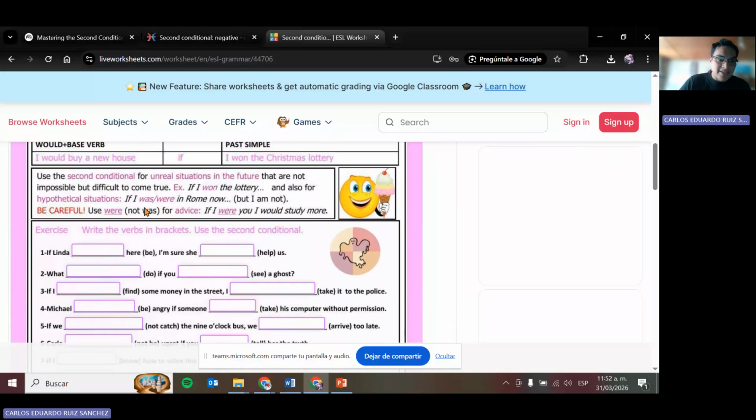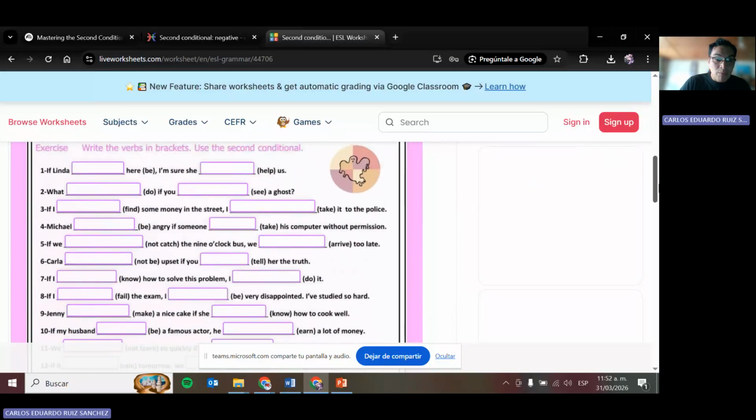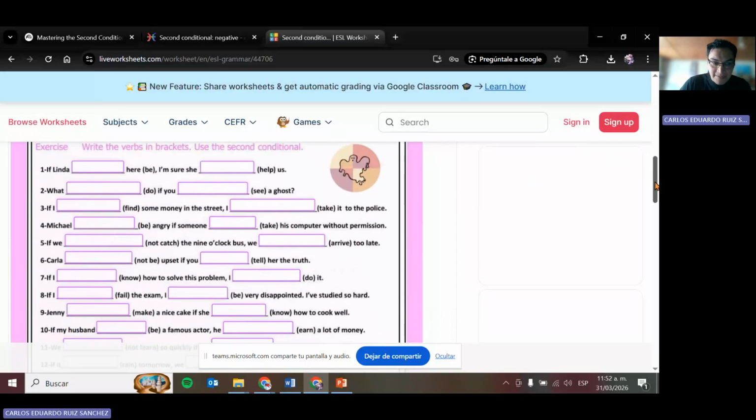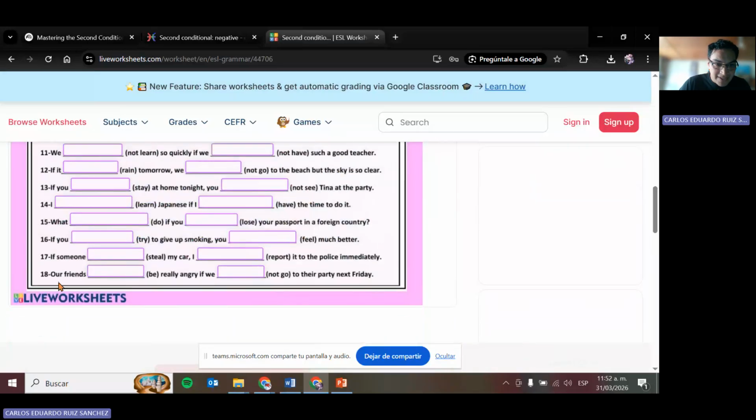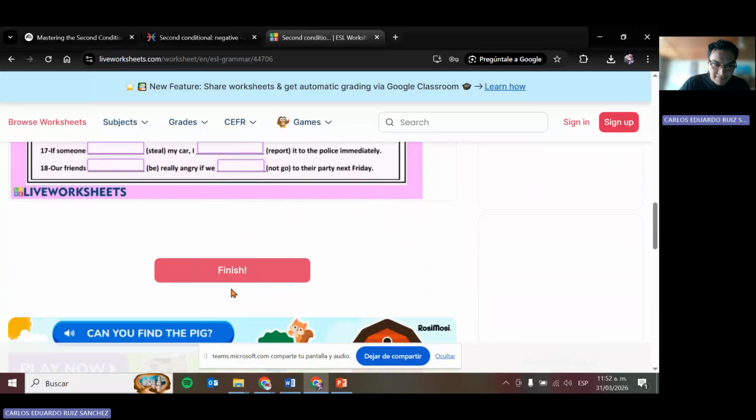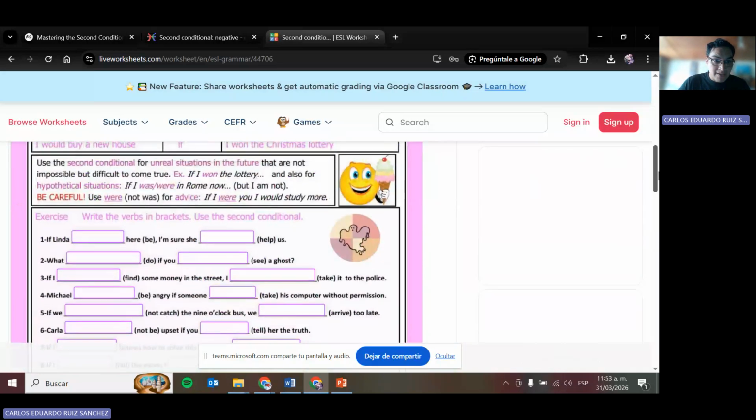Read this statement. We use the second conditional for real situations in the future that are not impossible but difficult to come true. Some examples here. And here is the activity. When you finish these 18 statements, you are going to push here in finish, and the page will give you a score, and you must share that score with me.